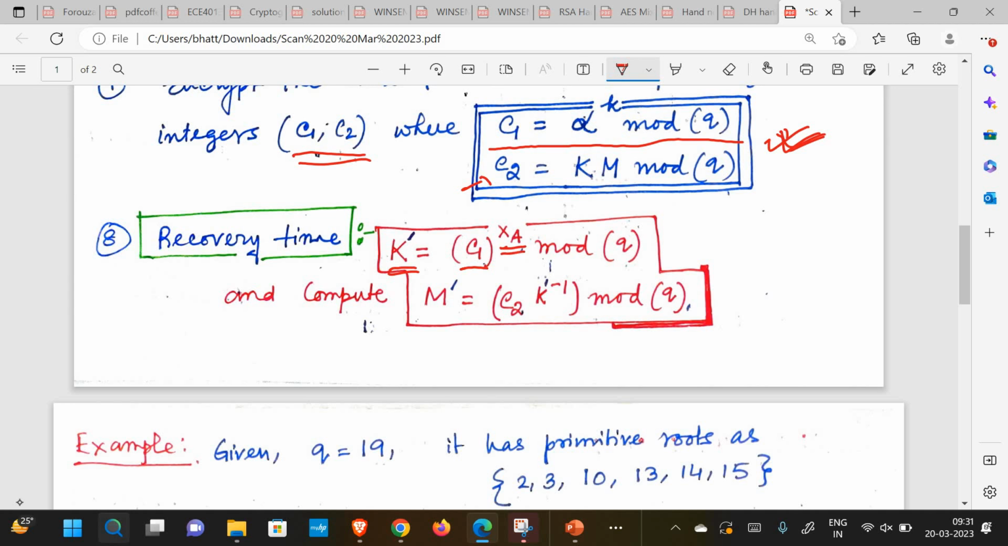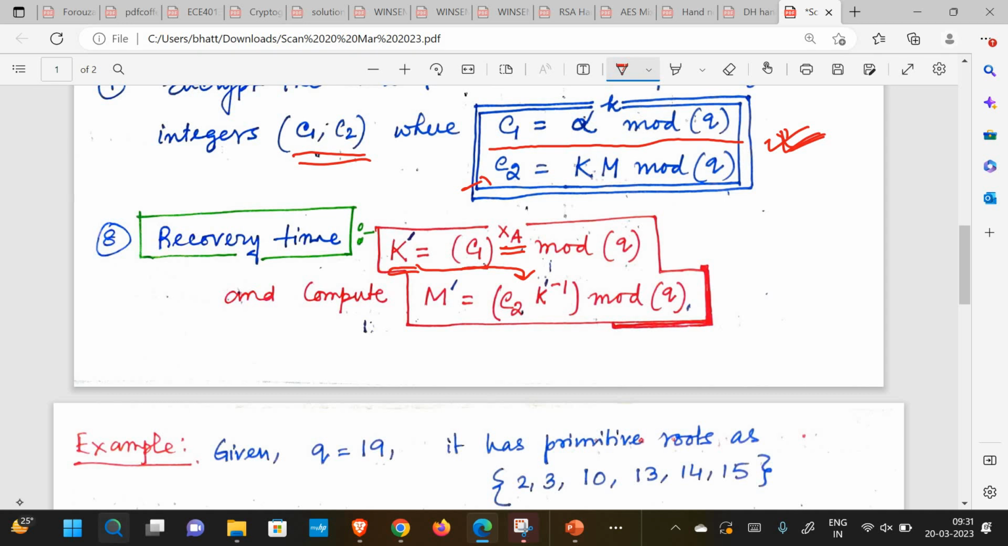So the C1 will be used with respect to XA and we will generate a K prime. This K prime is to be used over here. See this step very carefully. We have generated C1 and C2. Now the C1 part is used with respect to XA, the existing private key, and we generate another key which is K prime. This is happening at the receiver.